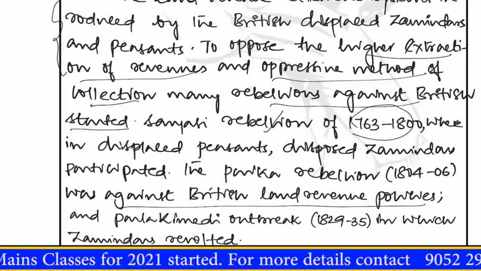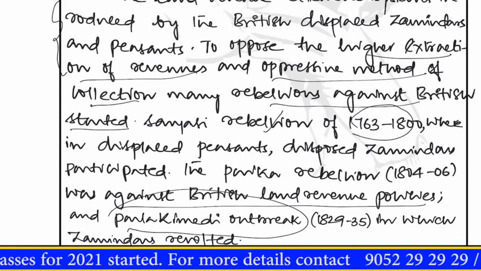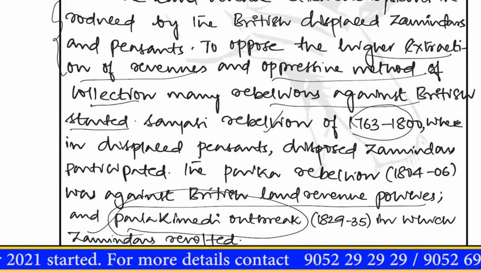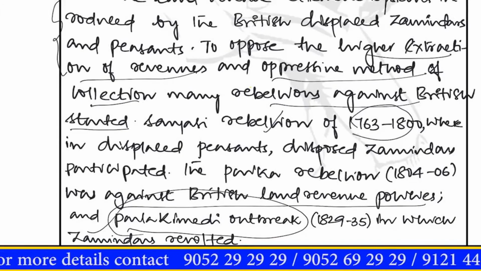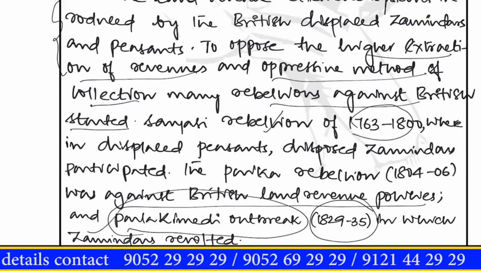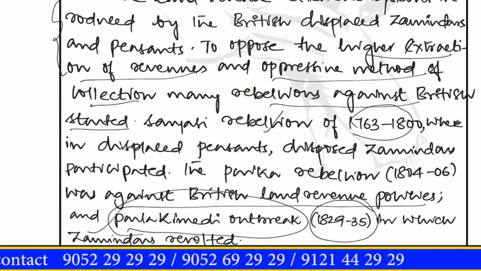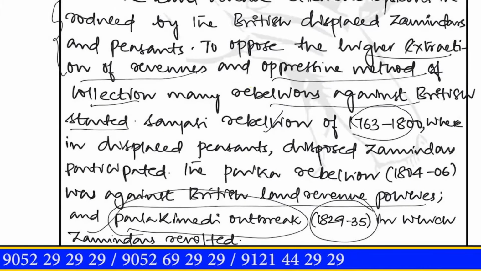And also we have one more revolt, the Parlakimadi outbreak. Where is this place? It is somewhere on the border between Andhra Pradesh and Odisha. And this outbreak we have seen somewhere in 1829 to 35. And it is a Jamindar revolt, okay, a Jamindar revolt against the Britishers.